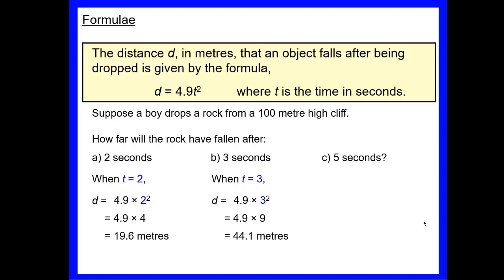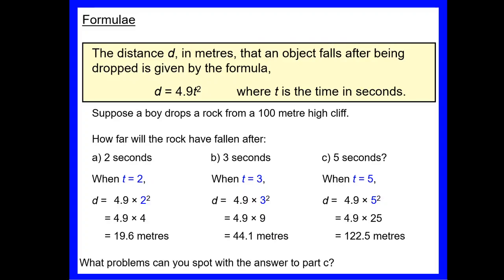What about after 5 seconds then? So let's substitute t for 5. So our distance is 4.9 times 5 squared. 5 squared is 25, so 4.9 times 25, and that comes to 122.5 meters. So after 5 seconds, it's gone 122.5 meters. Now, what problems can you spot with the answer to part C? Have a little look, have a think, any ideas on what might be a problem with that answer?